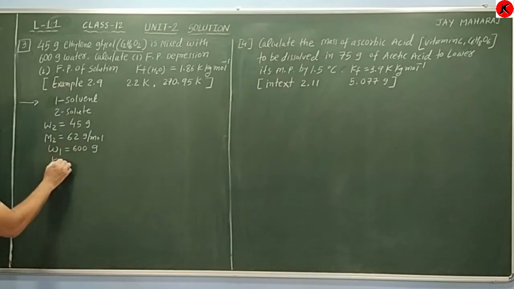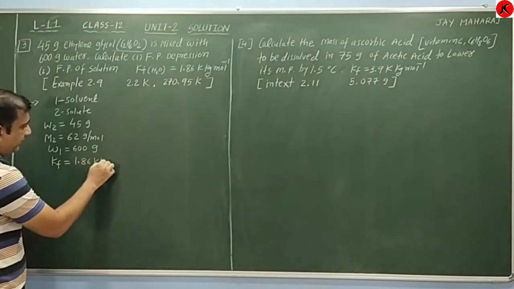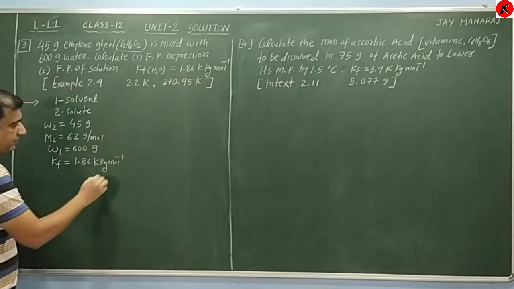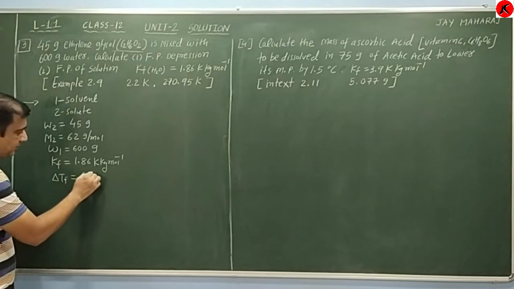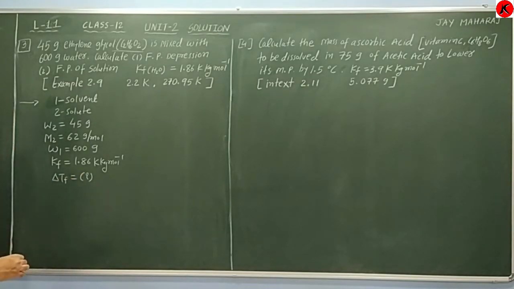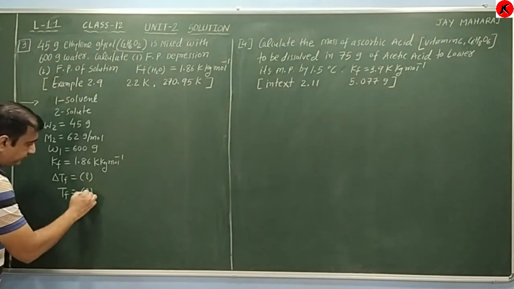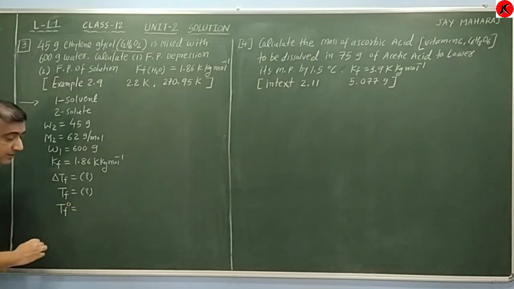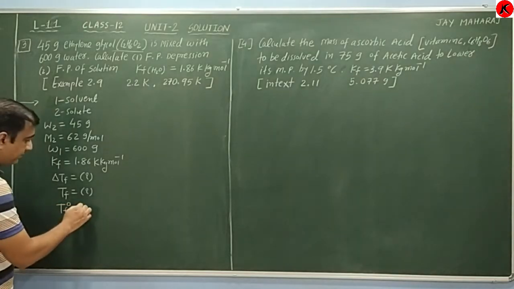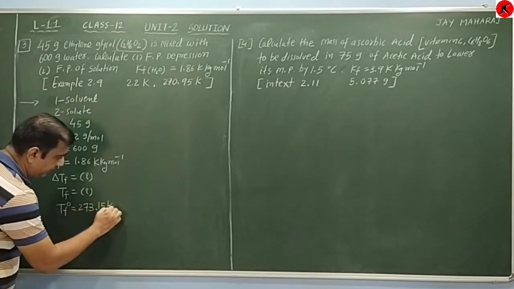Kf is given. The value of Kf equal to 1.86 Kelvin kilogram mole inverse. Now we have to calculate delta Tf, that means freezing point depression, and second freezing point of solution. That means we have to calculate Tf. Now solve this. For water, we know freezing point of solvent water is 0 degree Celsius. That means it will be 273.15 Kelvin.